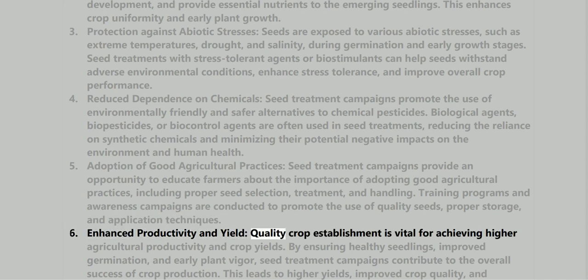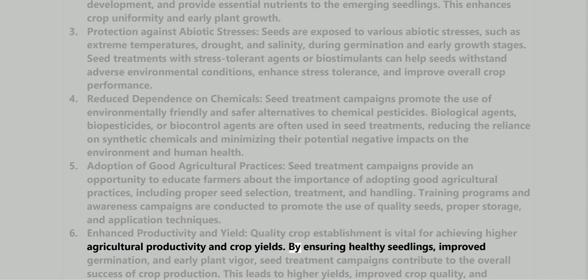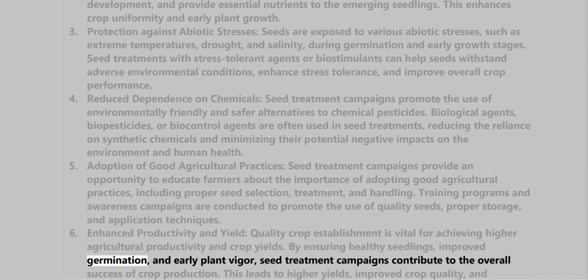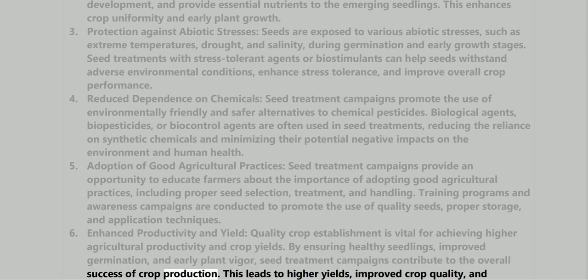6. Enhanced productivity and yield. Quality crop establishment is vital for achieving higher agricultural productivity and crop yields. By ensuring healthy seedlings, improved germination, and early plant vigor, seed treatment campaigns contribute to the overall success of crop production. This leads to higher yields, improved crop quality, and increased farmer income.